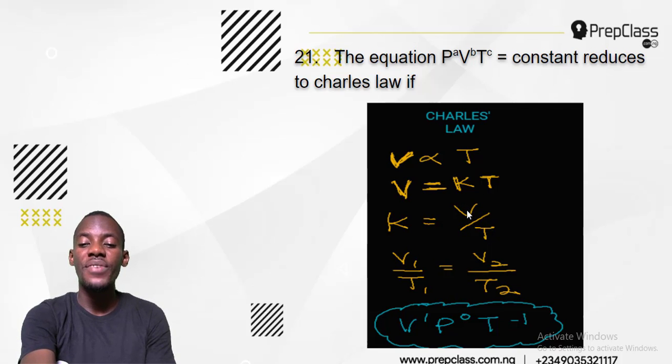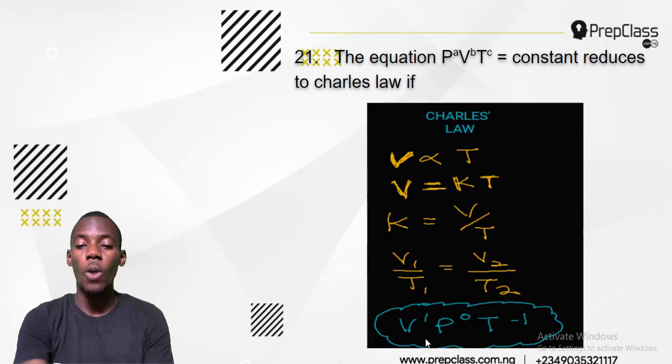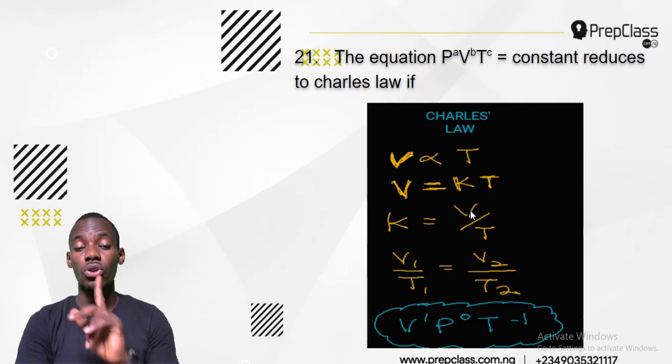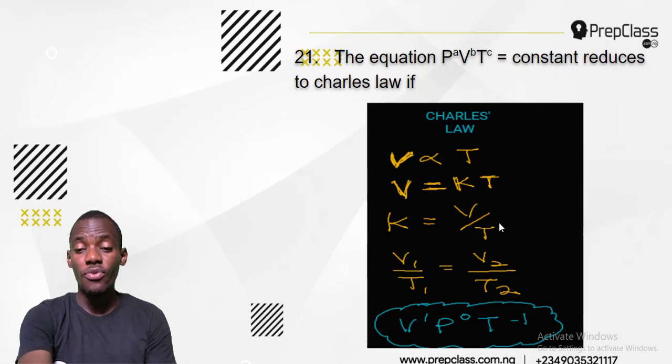Now, this means that V is 1 because V is on top. That means that T is minus 1 because T is under. You know, by the law of indices, over means negative power. So V is positive 1 because it is on top, and over means minus 1 for T.